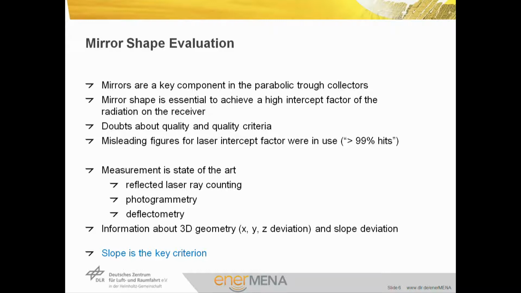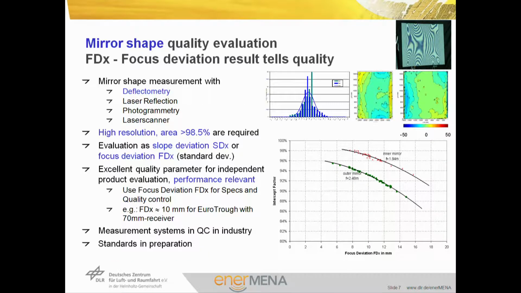The measurement of the mirror shape is state-of-the-art and shown in another lecture. The slope of the mirror installed in the concentrating system is the key criterion for the performance. This is shown on this slide. The pictures on the top right side show measurements with the deflectometry system and the analysis and result, the maps of accuracy, the maps of the slope deviation and the focus deviation of such mirrors, in this case of parabolic trough mirrors. And we need this high shape accuracy on a large part of the mirror.